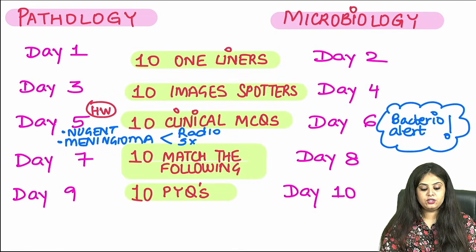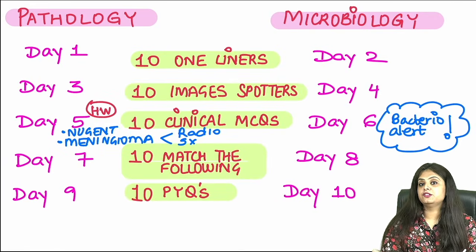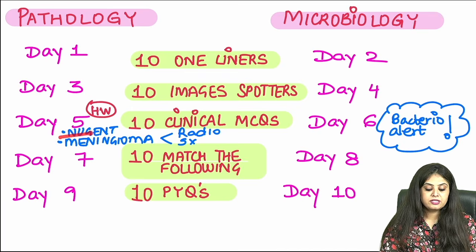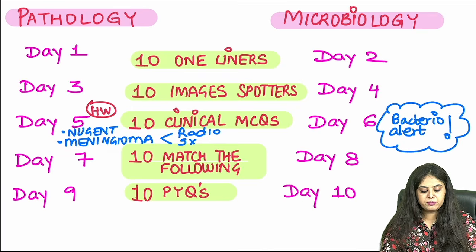The homeworks, I think you know. Number 1, you have to tell me about what is Nugent's criteria. Second, you're going to tell me regarding meningioma on radiology, what sign you see. And in terms of the syndrome, because we have neurofibromatosis too, what are the brain tumors under it? That is the MISME mnemonic.